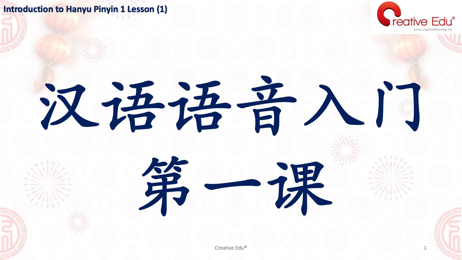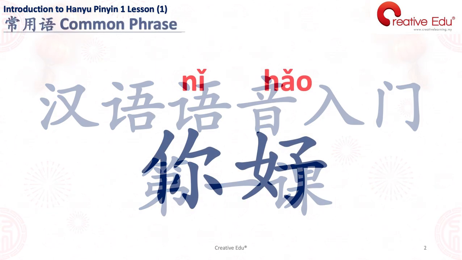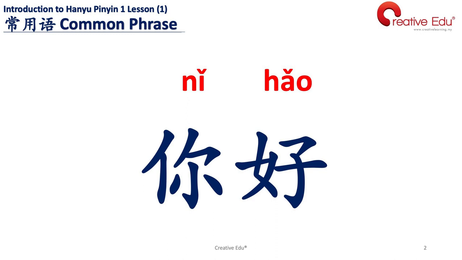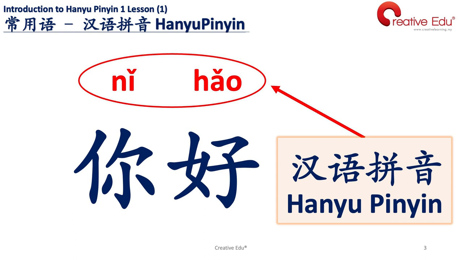Let's begin with the common phrase 你好. The 汉语拼音 for 你好 is N, I, third tone, 你. H, A, O, third tone, 好. Together, they become 你好.